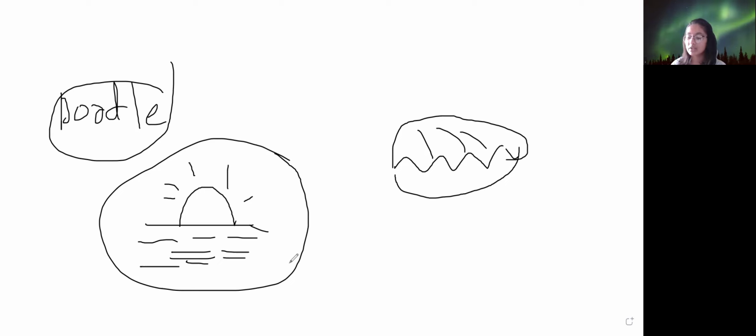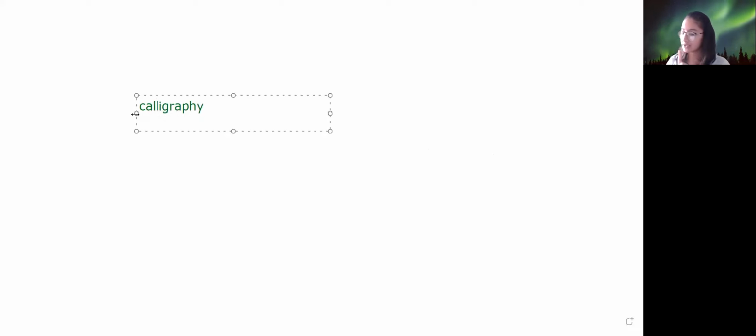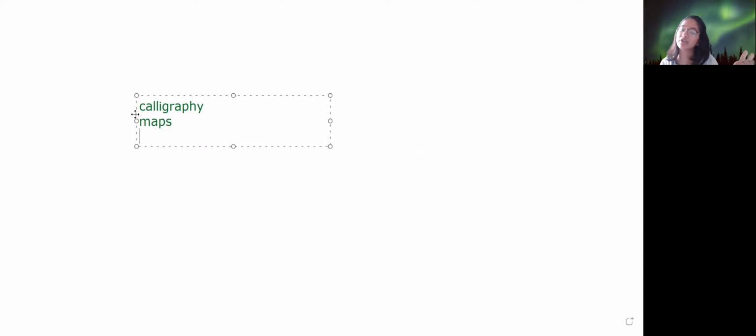Moving on to expressive qualities of line, we have many types. First one we have is calligraphy. Then we use lines in maps, creating boundaries like the dotted lines to denote a specific region, to separate countries from one another, to separate states from one another. Then we have blueprints.